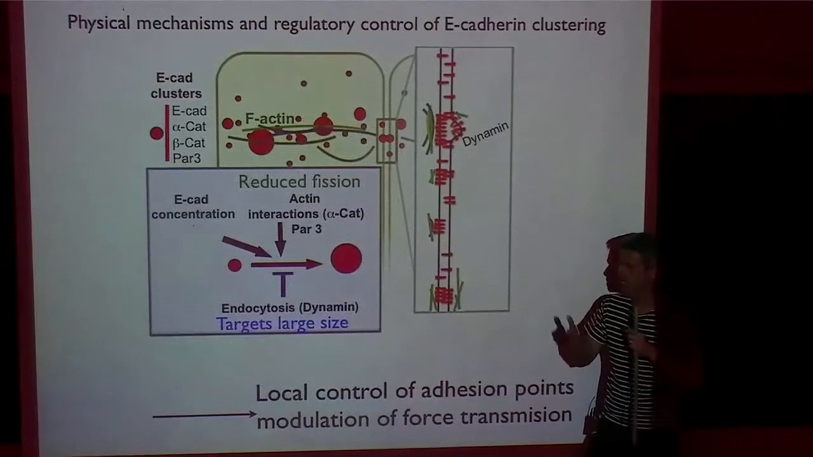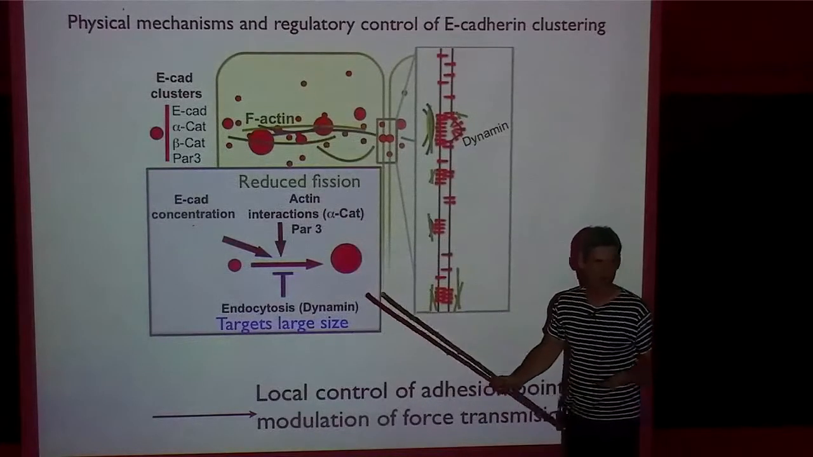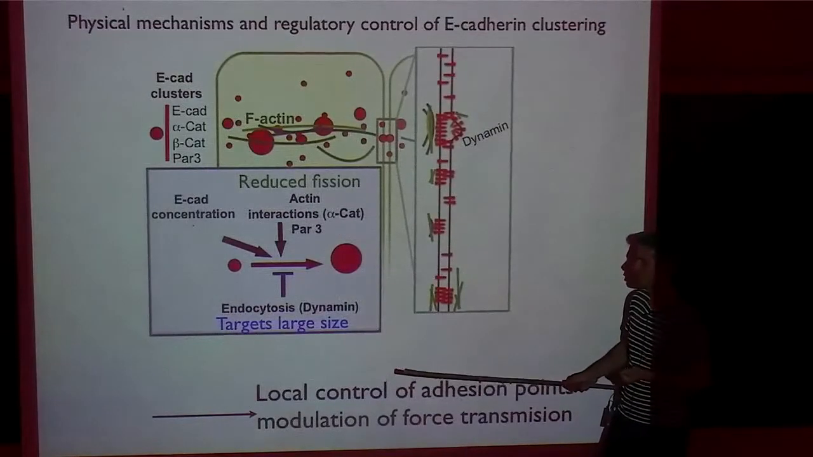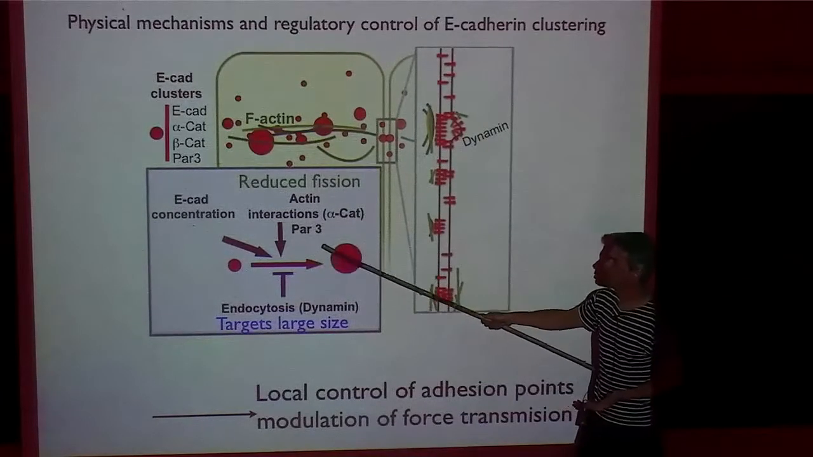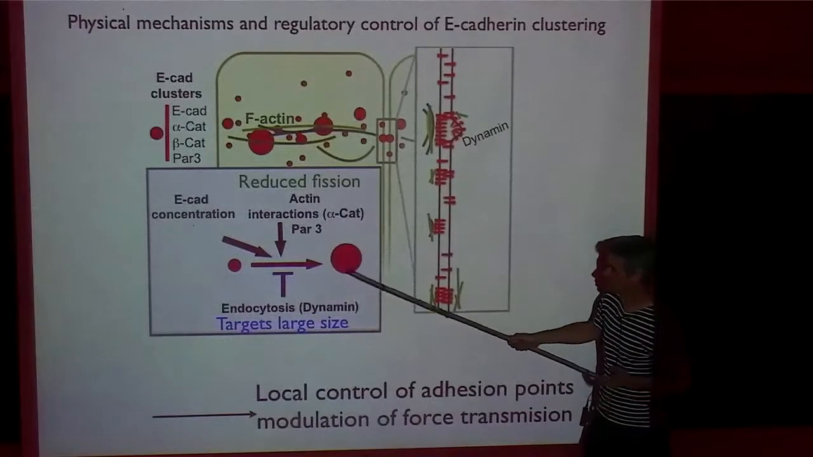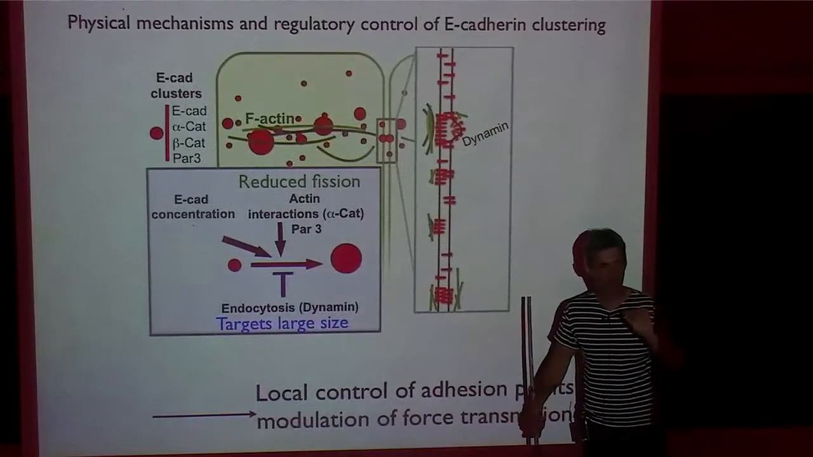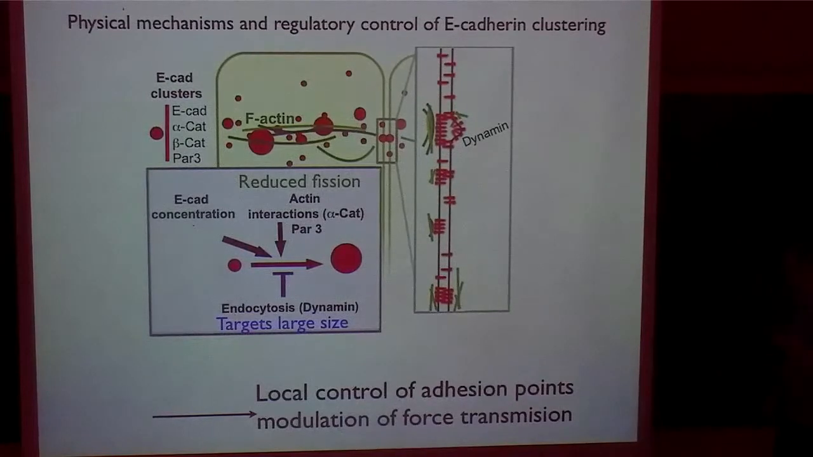But in addition to this passive mechanism, you have important active mechanisms which can change the distribution of clusters and therefore modulate the anchoring points of forces. Actin interactions reduce the fission of clusters of smaller size, and endocytosis has not only a role on the level of E-cadherin, but as well on the distribution by targeting large cluster size. So this provides an efficient way to modulate adhesion points and therefore modulate force transmission.